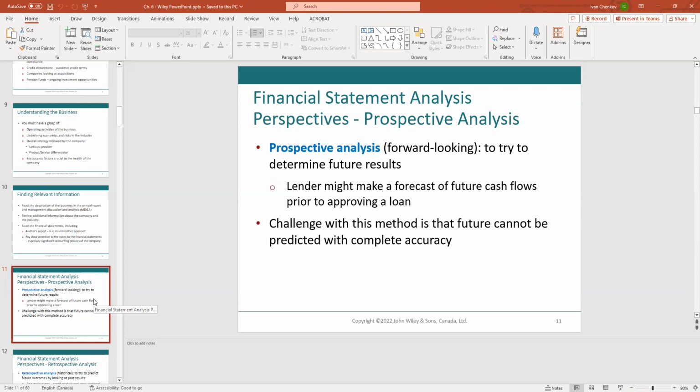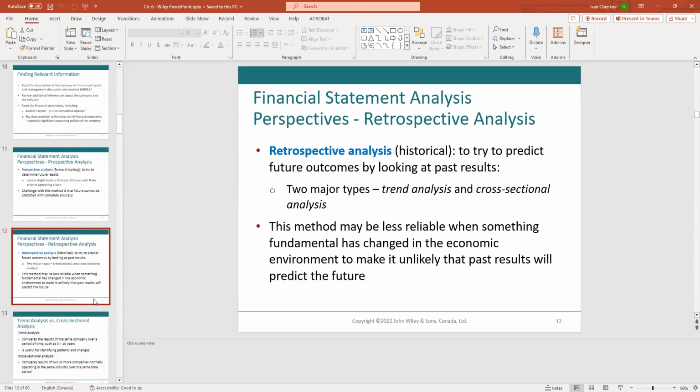Now, obviously, there will be challenges with this method because we cannot accurately predict the future. However, knowing better your past, knowing better the history of the company, knowing better on which industry the company works, knowing better what the environment is, you can predict the future. Retrospective analysis is to go to the historical data of the company and to find the trend analysis or the cross-sectional analysis.